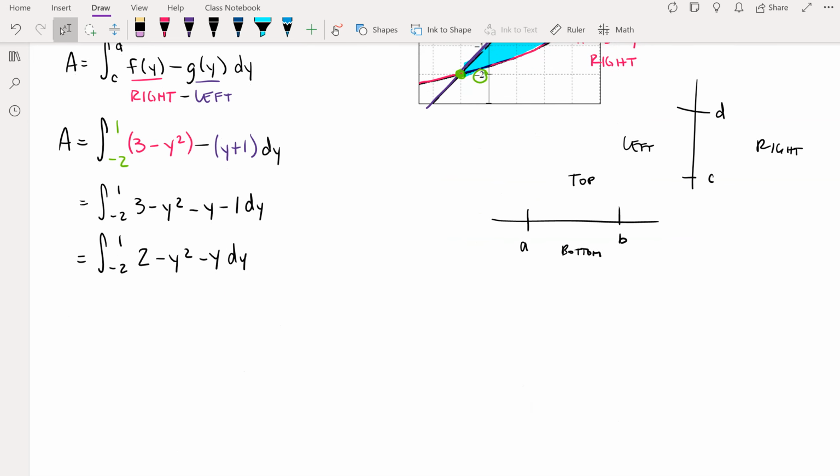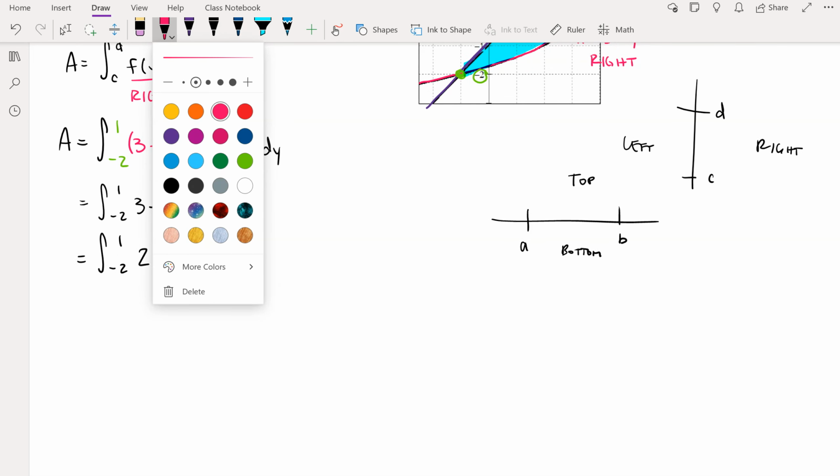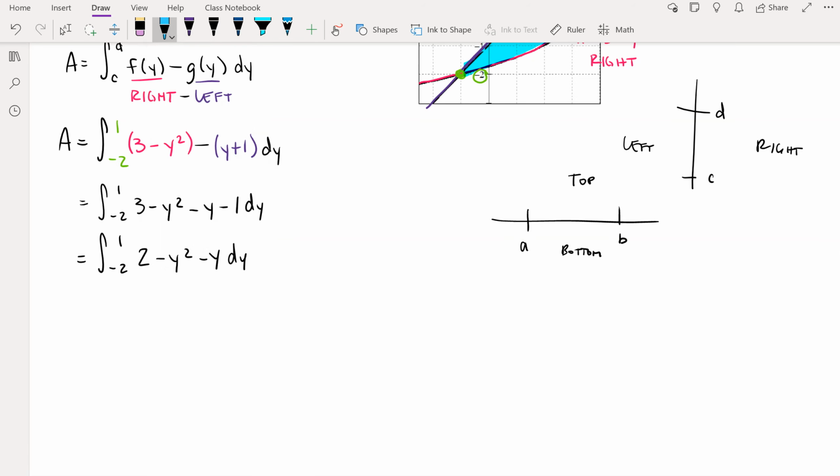Let's integrate it. I'm going to do this in a different color just to represent the fact that we have integrated. Let's do it in blue. Equals. All right. What is the integral of 2? With respect to y, it'll be 2y. The integral of -y squared is going to be -y cubed over 3. The integral of -y is -y squared over 2, right? And then we have boundaries, so evaluated from -2 to 1.